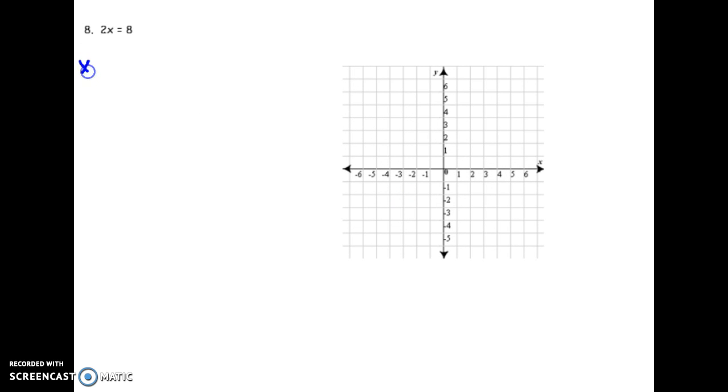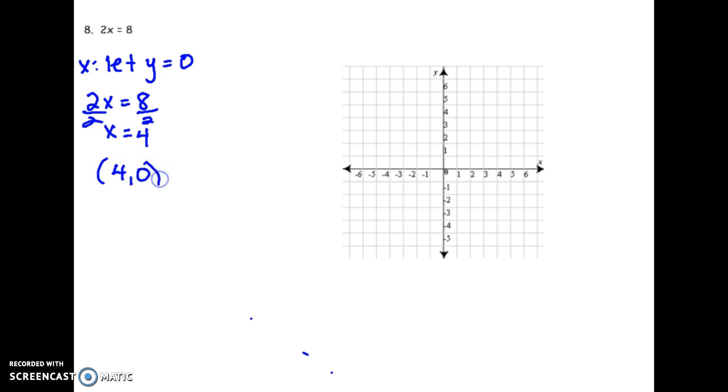So when we find our x-intercept, we're going to let the y be 0. In this case, there is no y, so 2x is equal to 8. And our x is going to be equal to 4. When we divide both sides by 2, our x is equal to 4. So we've got 4, 0 as our x-intercept.